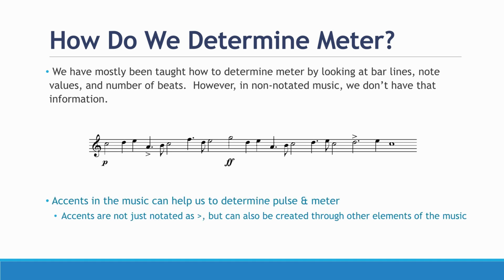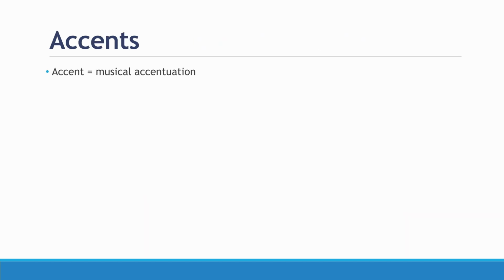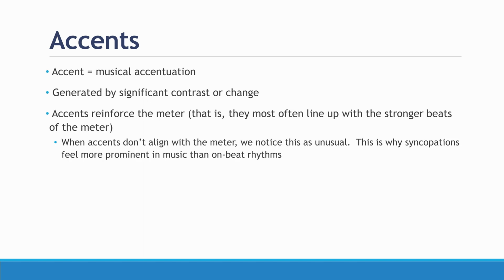It turns out that accents in the music can help us determine pulse and meter. And when I say accent, I'm not just talking about those things that are the written out accents, but I'm talking about accent that can be created through other elements of music as well. We're going to talk about accent generally as a type of musical accentuation. These accents will be generated by significant contrast or change. And accents will reinforce the meter in Western music. That is, they most often line up with the stronger beats of the meter.